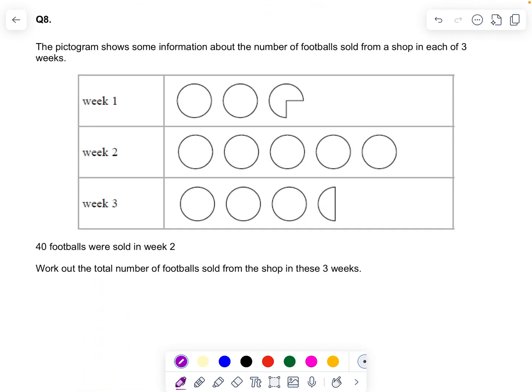Here it says 40 footballs were sold in week 2. And you can see here there are 1, 2, 3, 4, 5 circles here. So I can work out if 5 of them equal 40, then 1 must equal 8. So that's my key. So 8 footballs. So each one is 8.